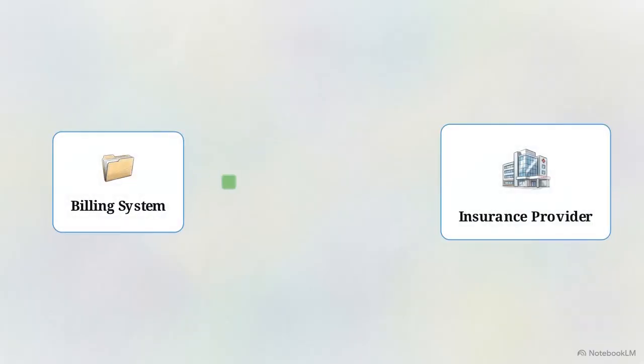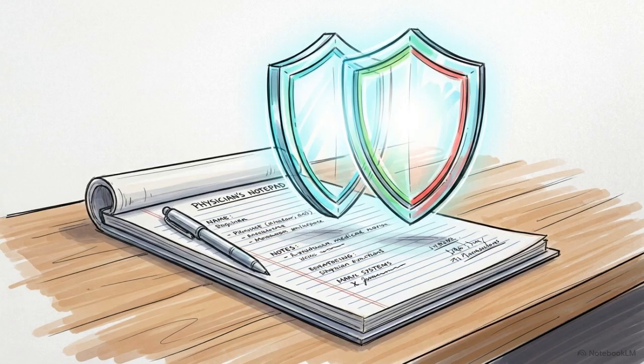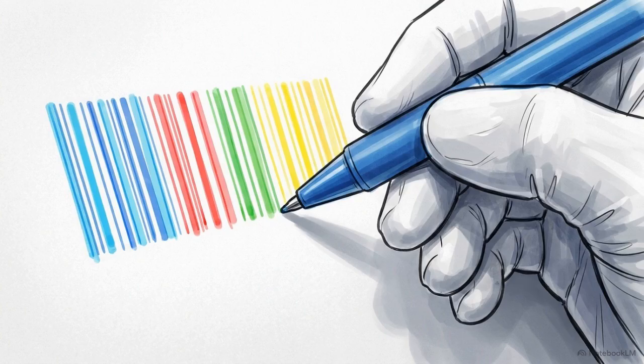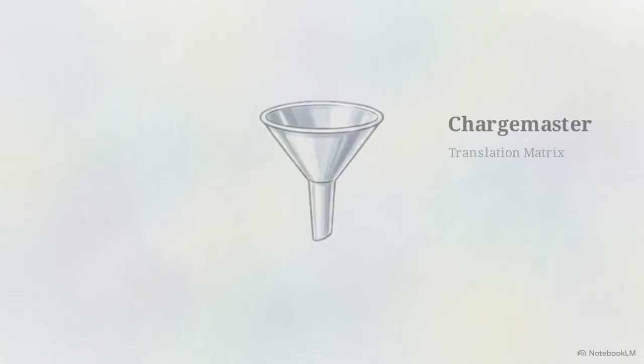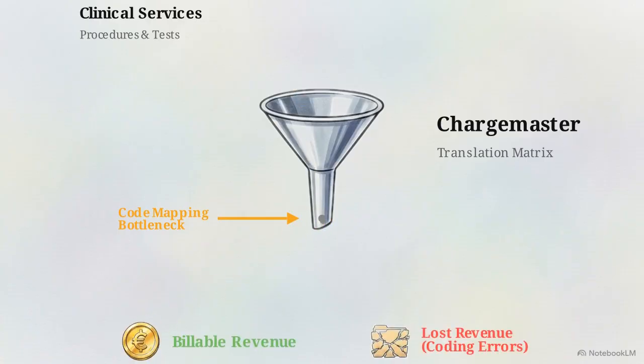The immediate result is widespread claim denials from insurance providers and a catastrophic loss of revenue. Furthermore, the automated coding process relies heavily on clinical documentation integrity. The billing output is only ever as accurate as the physician's initial medical notes. The ChargeMaster acts as the single critical bottleneck for the organization. Medical effort is either successfully converted to cash here, or it is lost entirely to coding errors.